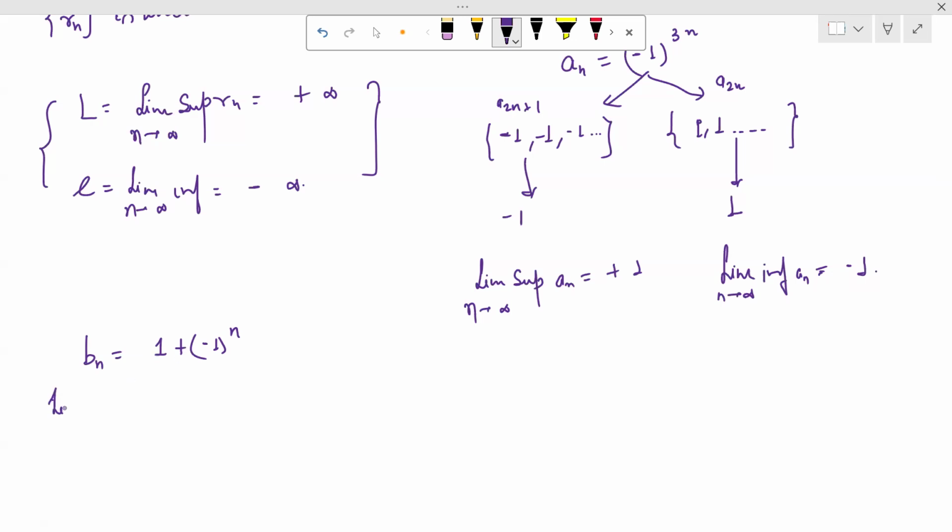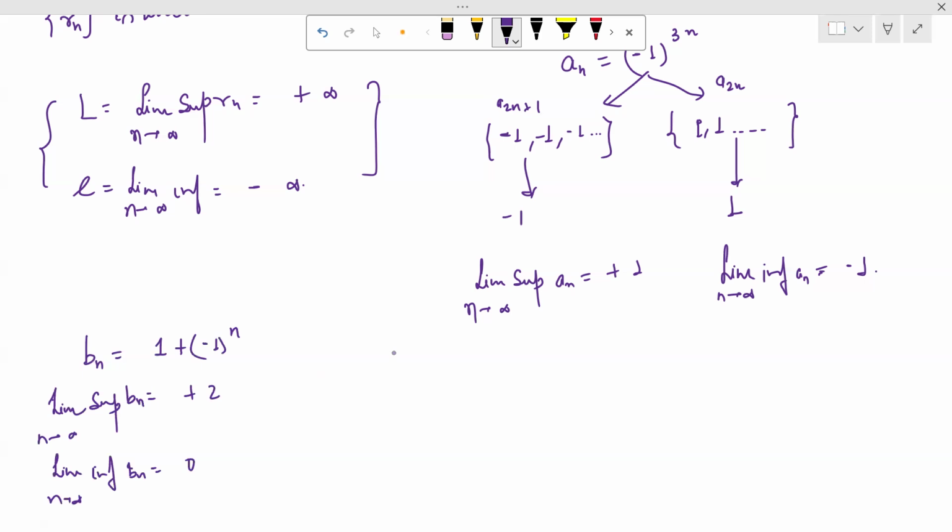Clearly, the limit superior would be equal to plus 2, because it will have two subsequences. One would go towards plus 2, and one subsequence, that is the odd one, will go towards 0. So limit inferior of bn would be equal to what? 0. I hope it is clear.